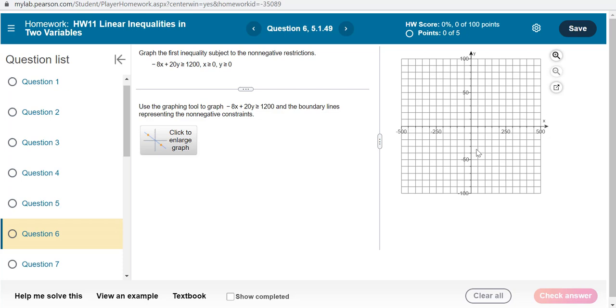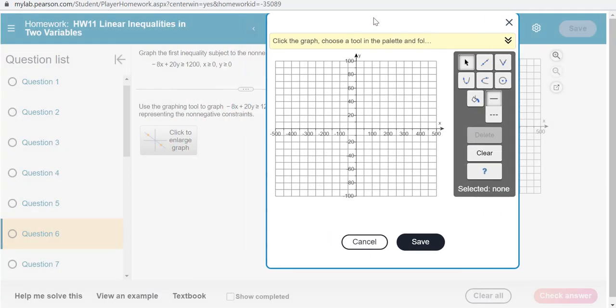Okay, there was a question on how to graph linear inequalities. So here on homework 11, number 6 in particular, it says to graph the first inequality subject to the non-negative restrictions. So the inequality you're trying to graph is negative 8x plus 20y greater than or equal to 1200 for x's and y's both non-negative. So that's going to restrict us to quadrant 1, and I'm going to click the enlarge graph.